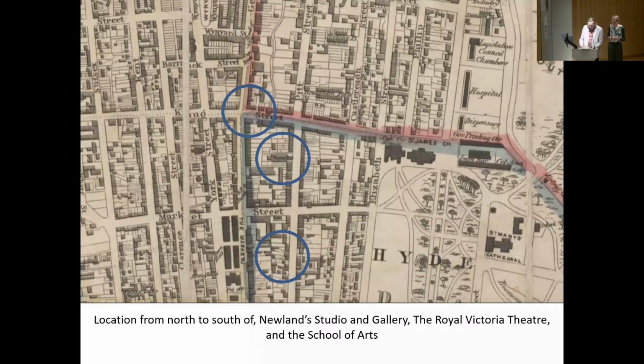So Newland's studio, in which this amazing gallery was situated, was right in the heart of Sydney, in the northeastern corner of George and King Street. And it's precisely at this intersection that the reader of a book called Sydney in 1848, a publication produced to promote the city, was invited to place themselves to experience Sydney as a city.